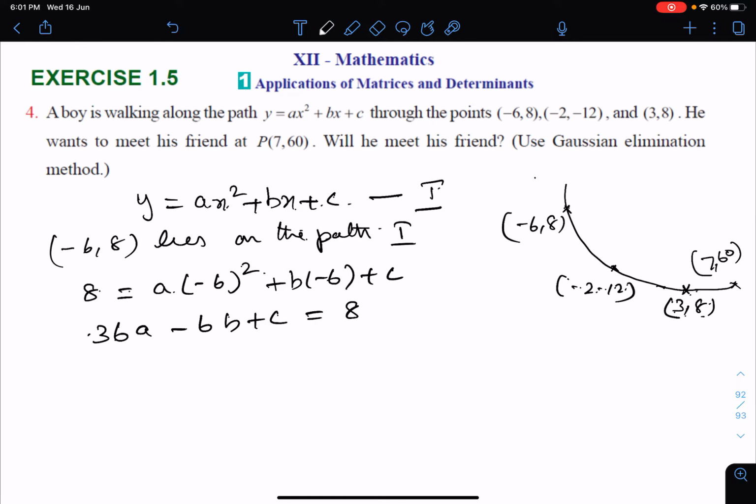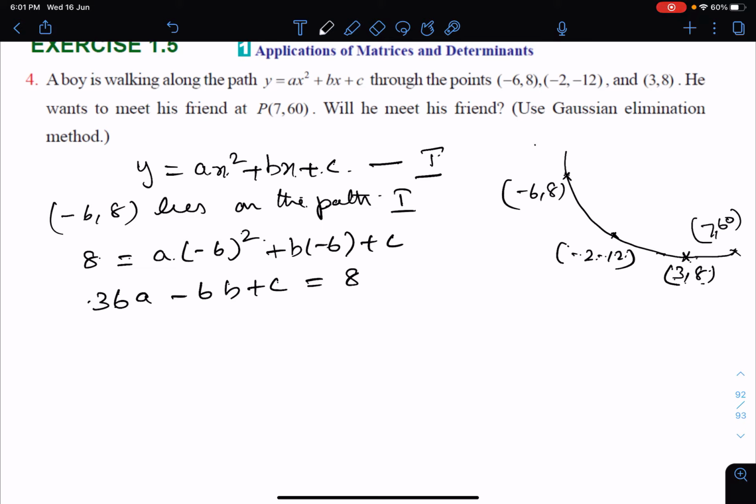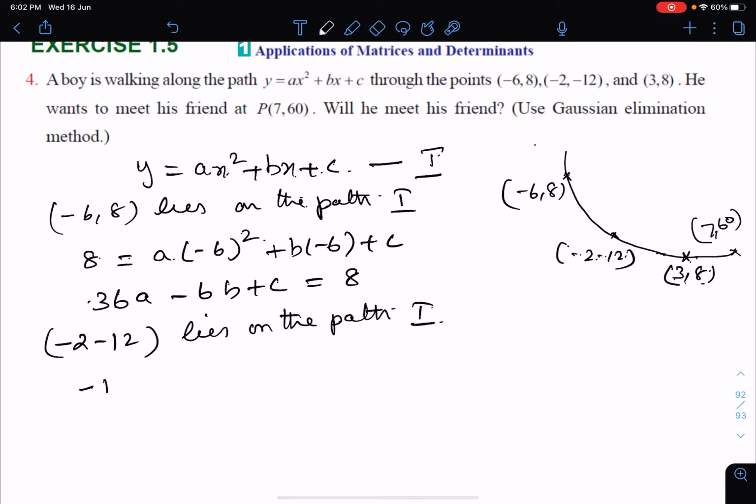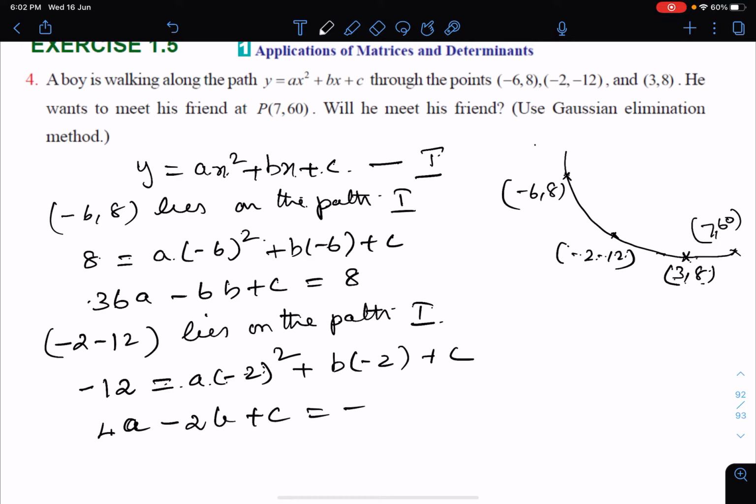Now the second point. What is our second point? Minus 2, minus 12 again lies on the path Roman letter 1. So it is minus 12 equal to A into minus 2 the whole square plus B into minus 2 plus C. Writing it, you will get 4A minus 2B plus C equal to minus 12.